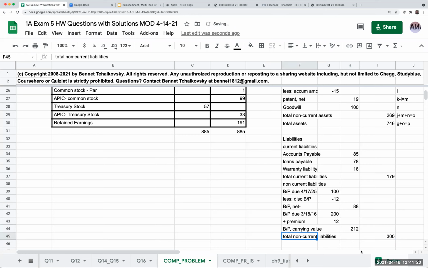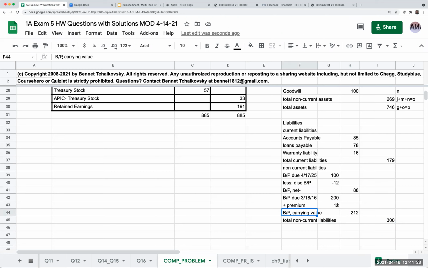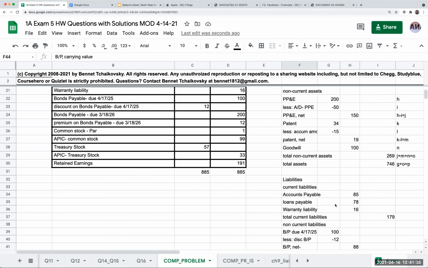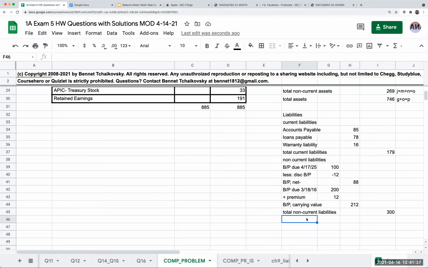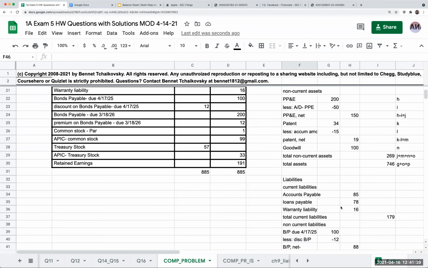Okay. When we have a premium, this is being added to the principal amount of the bond. So I'm just calling this carrying value. I wouldn't call it net, right? Because I'm not subtracting something, I'm adding something. So that's why I'm calling it carrying value. Okay, so those are my total current liabilities.